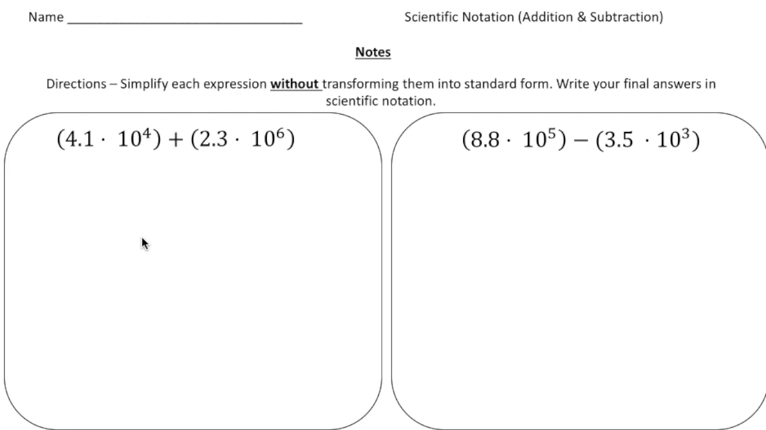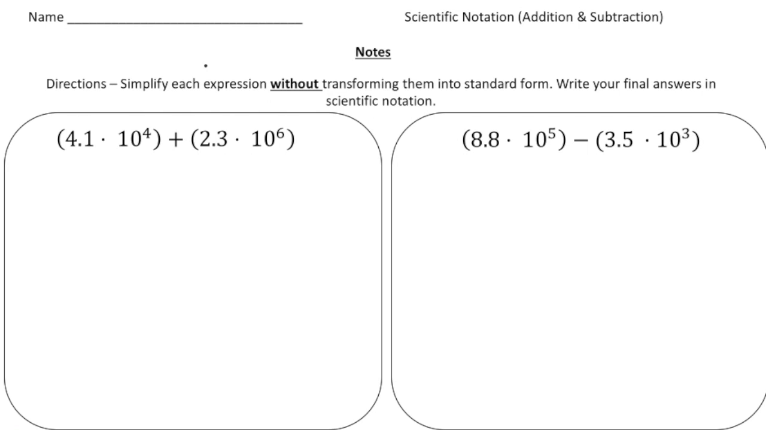So take a look at this first problem. We have 4.1 times 10 to the 4th plus 2.3 times 10 to the 6th. Now we could write these out in standard form and then add them together and then rewrite it in scientific notation, but I'm going to show you a different way of doing this.